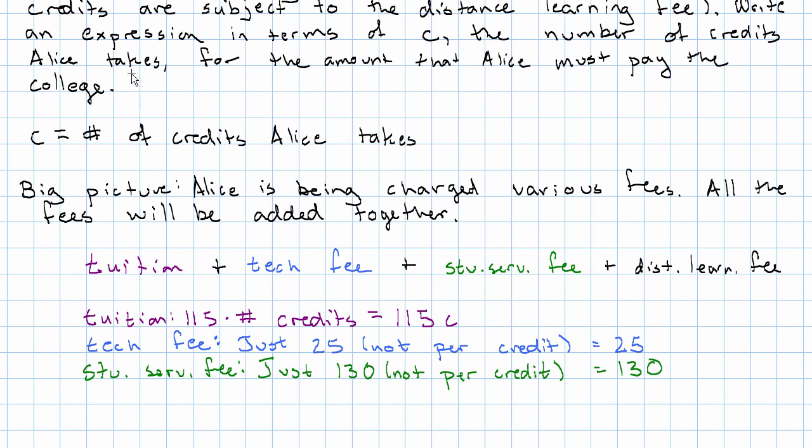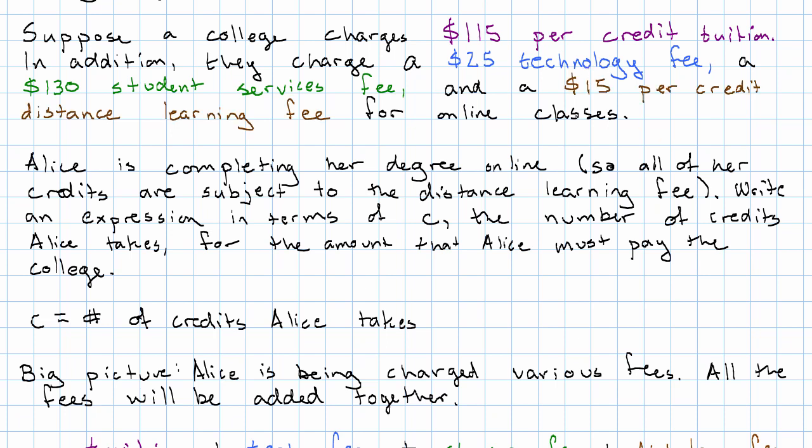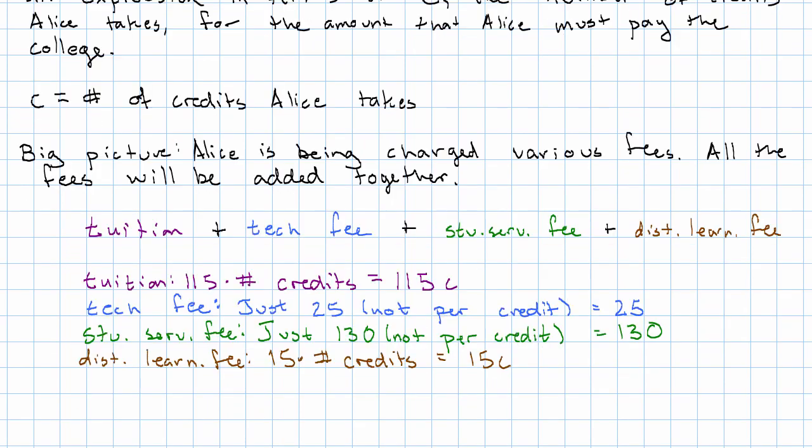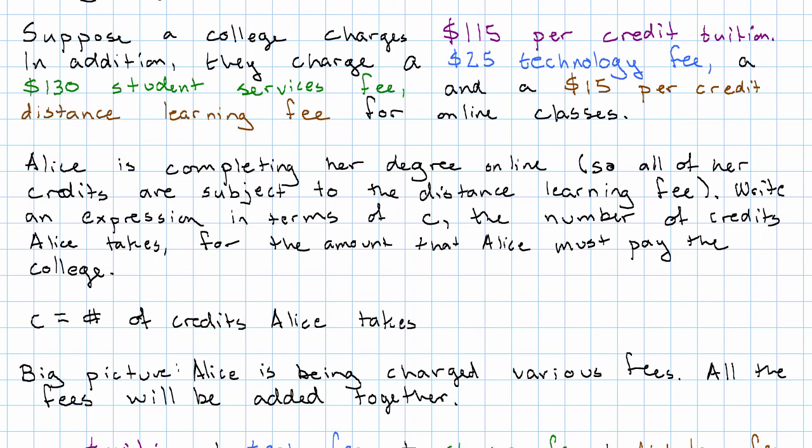And then the last fee is the distance learning fee. Let's see here. It says the distance learning fee is $15 per credit. So that's going to be 15 times the number of credits. So 15C. Now I'm going to go back and check. Did I miss anything in the problem? So I've accounted for the tuition, the technology fee, the student services fee, and the per credit distance learning fee. Okay.